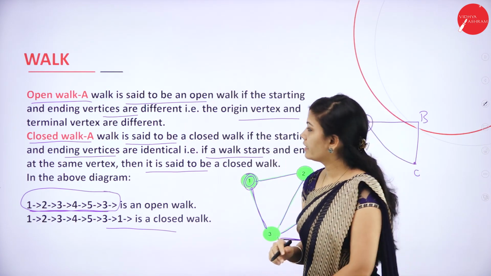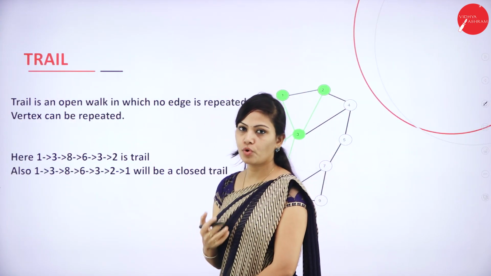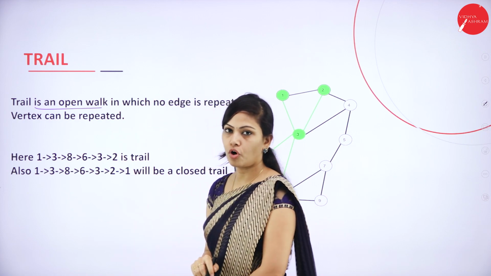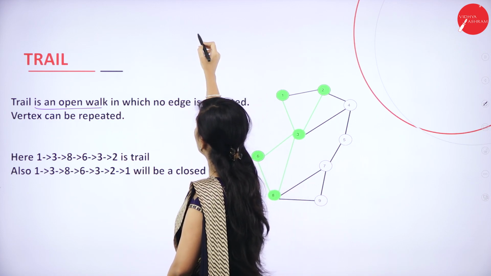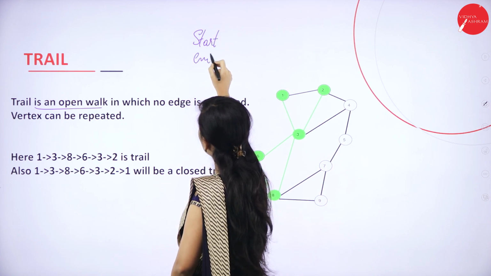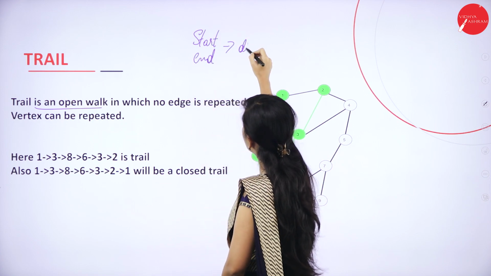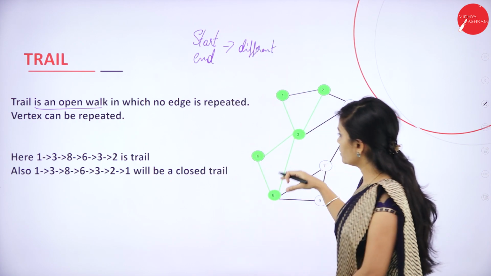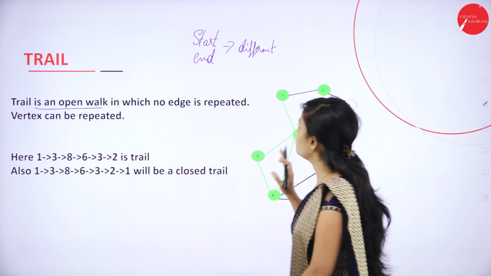That's it. And the next concept is trail. So what is a trail in graph theory? A trail is an open walk. So what is an open walk? Open walk means starting vertex and ending vertex should be different. Clear? Starting point and ending point should be different, means it is an open walk.